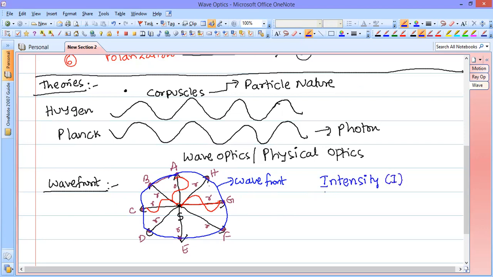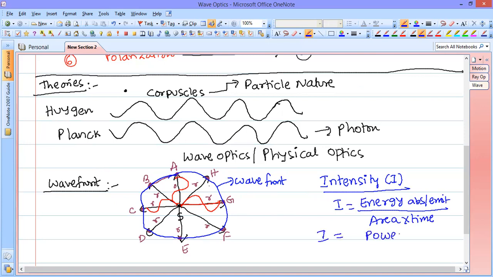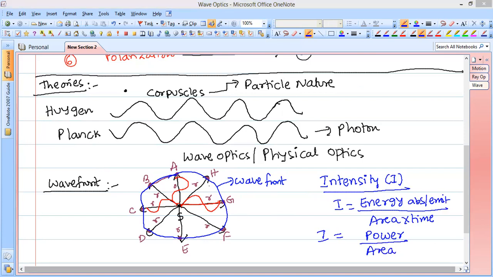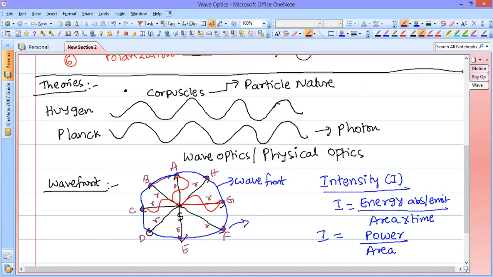Now comes intensity. Intensity is defined as the amount of energy absorbed or emitted per unit area and per unit time. Or simply, I can write it as energy by time, which means power, so I can write it as power by area. That means all the light rays, if they have the same intensity, the locus of the points having the same intensity can be called a wavefront. The points which have the same amplitude or same intensity or same distance, this we can call a wavelet.